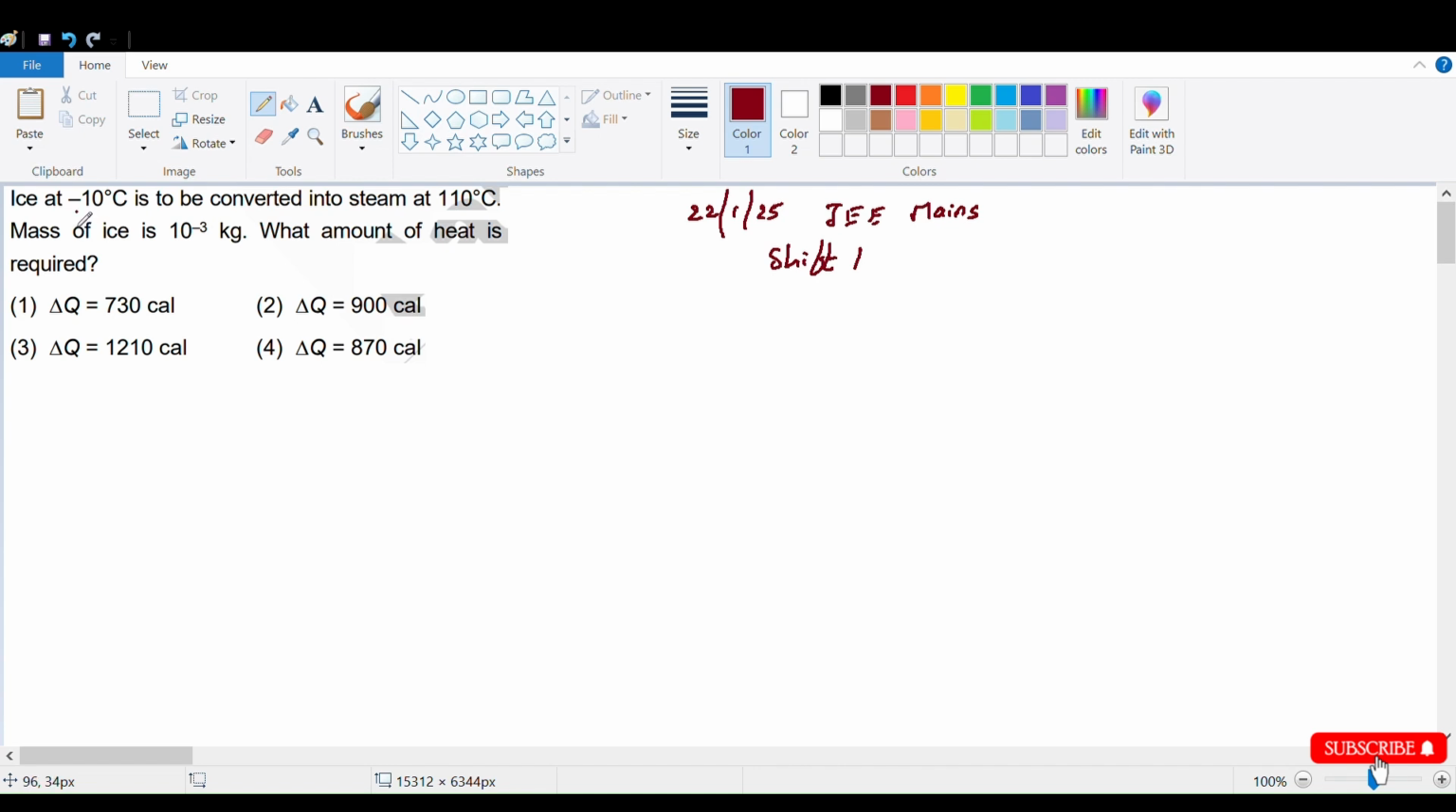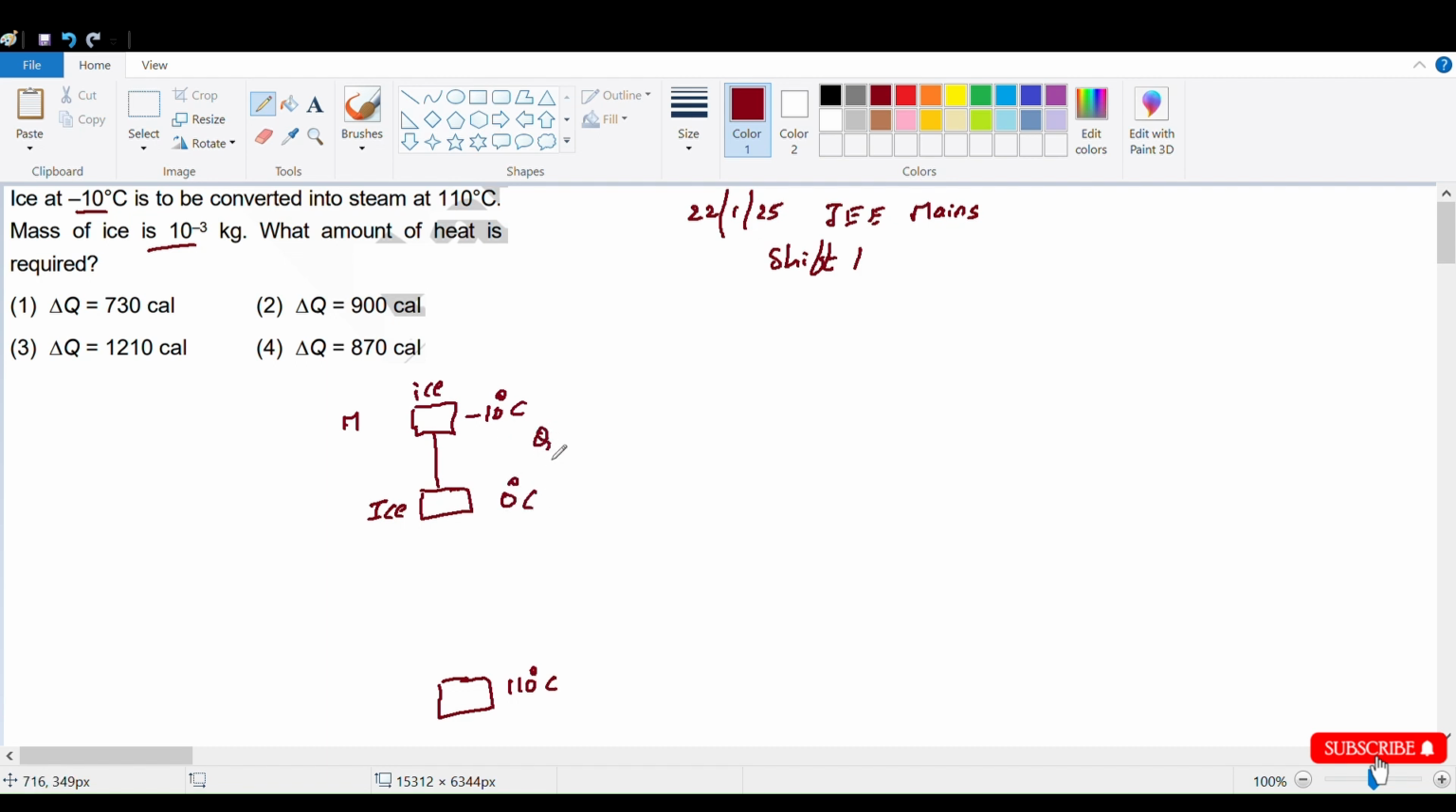Ice at minus 10 degrees Celsius is to be converted into steam. Okay, it is converted into steam, and finally it should go to 110 degrees Celsius. For ice of the given mass, what amount of heat is required? First when you give the heat, it will be ice only, till 0 degrees Celsius.